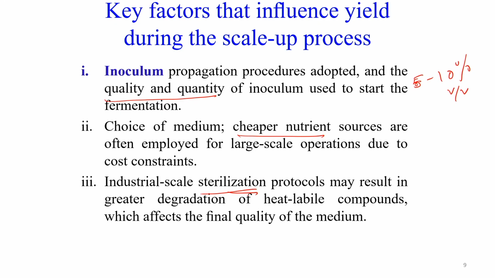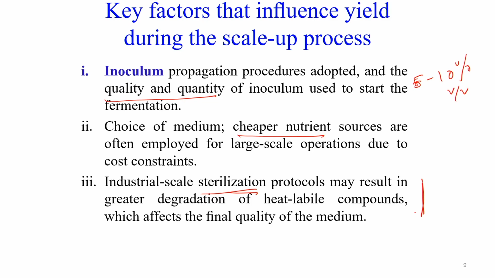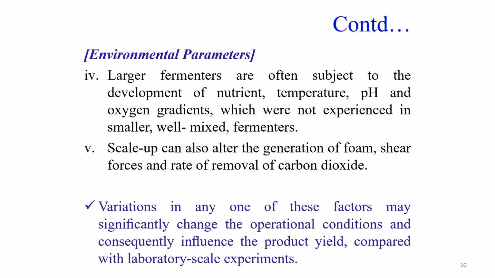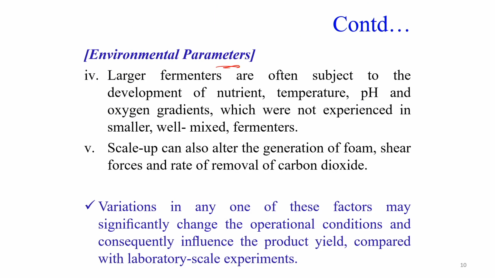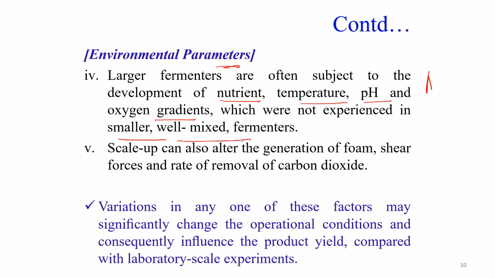Third is sterilization. For the lab scale we mostly use the autoclave for sterilization, but for the large scale we need to go for in situ sterilization. And when we go for in situ sterilization, heat sensitive nutrients may get adversely affected. In addition to inoculum, nutrients and sterilization, there are environmental parameters like nutrient gradient, temperature gradient, pH gradient and oxygen gradient. If these gradients are there, they are going to affect both heat and mass transfer. These gradients are typically absent in a small and well mixed bioreactor, but at the larger scale these gradients appear, and when they appear they affect the heat transfer as well as the mass transfer.